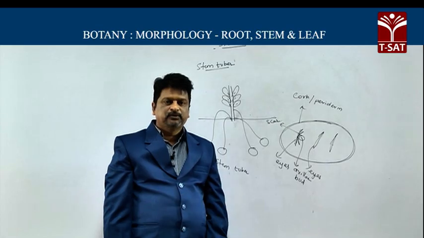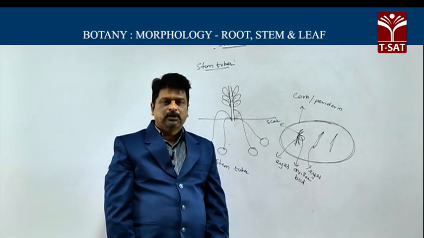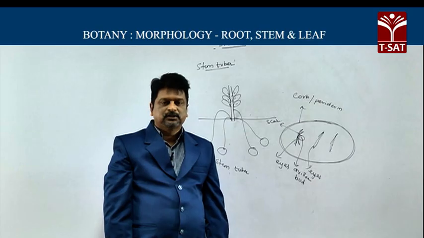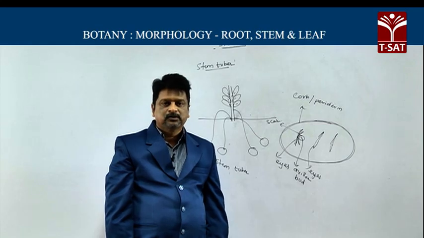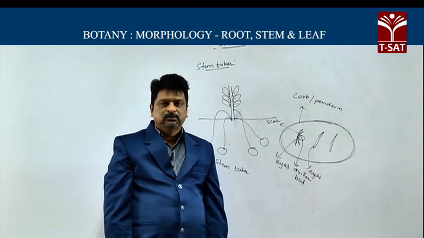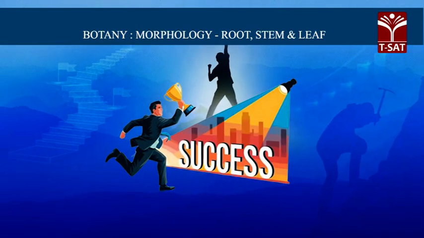Example for stem tuber is a potato. Scientific name is Solanum tuberosum, and reserve food is starch. So actually, leucoplast storing starch is called amyloplast. So amyloplast is present in stem tuber of potato.